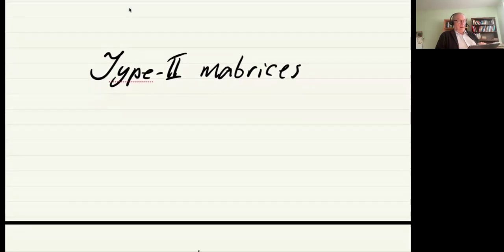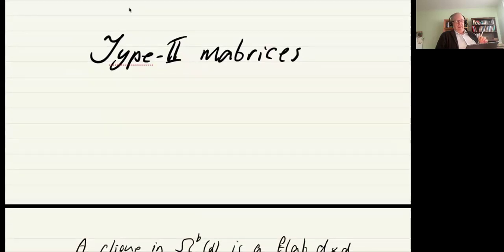I want to start today, and next lecture at least, I'll be talking about type 2 matrices. The simplest example is unitary matrices with all entries at the same absolute value. We're going to see there are a number of reasons for looking at them. The immediate one is that we can use them to construct quantum permutations. But they're also an interesting topic. They turn up in lots of different parts of combinatorics in one form or another.